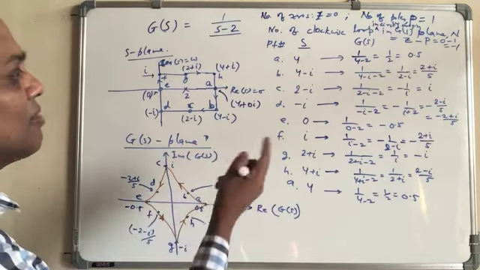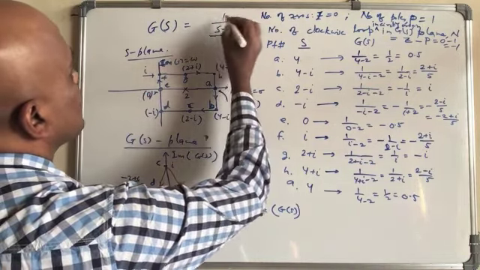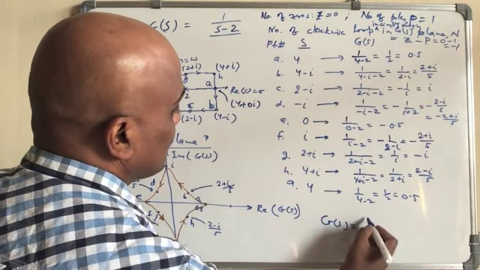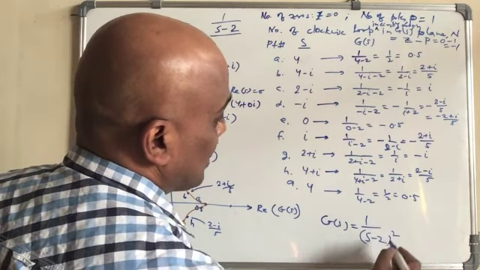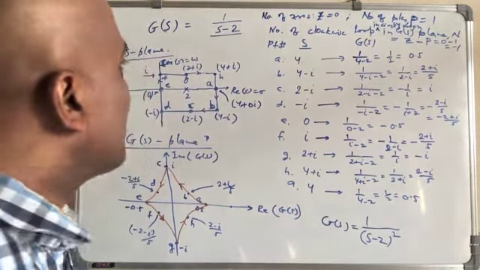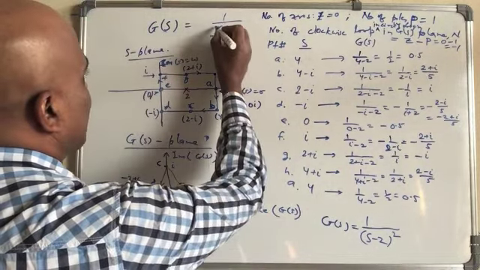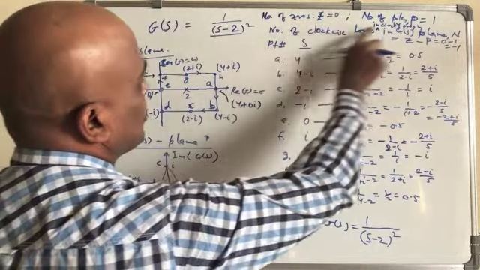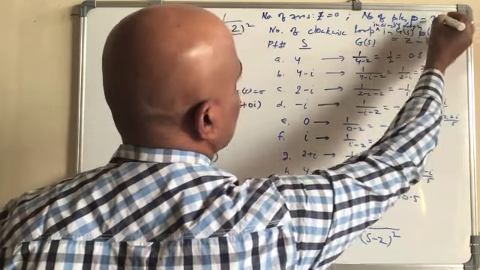What we will do is take a new GS equal to 1 over S minus 2 square and see what happens. So here we are going to make a change. Now our GS is 1 over S minus 2 square. The number of zeros is still 0, and the number of poles is now 2.